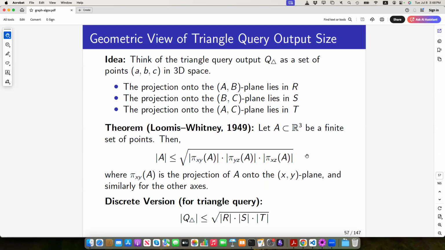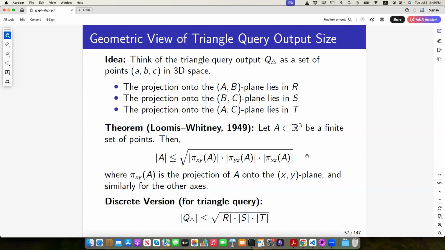Now, here's one amazing result, which at first sight has nothing to do with triangle count. Think about, you have a 3-dimensional body, like this pointer here, okay? So I have different planes. I have the XY plane, the XZ plane, and the YZ plane. So if I take this body and I project it down, this 3D thing will become a 2D thing, right? And it has a surface.